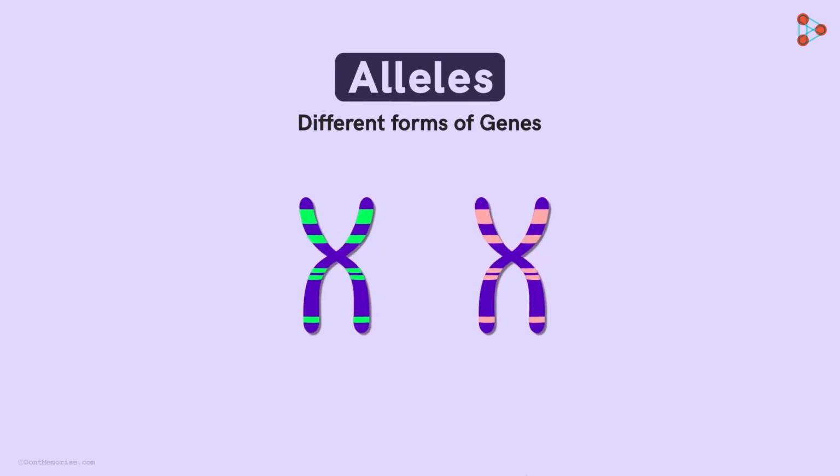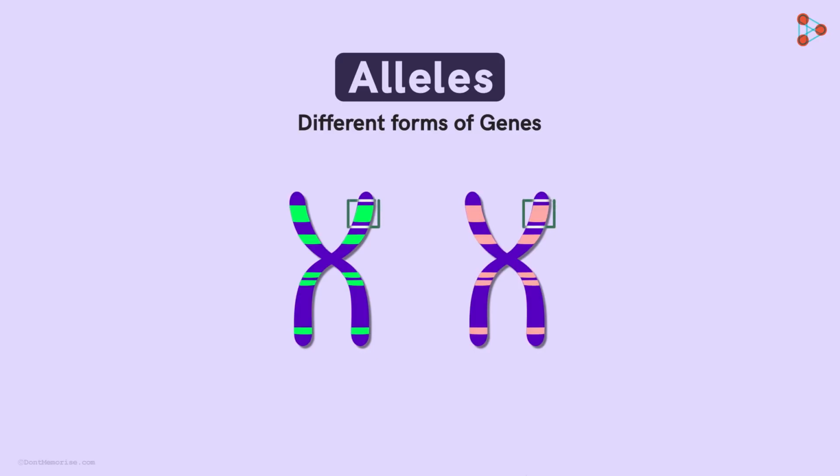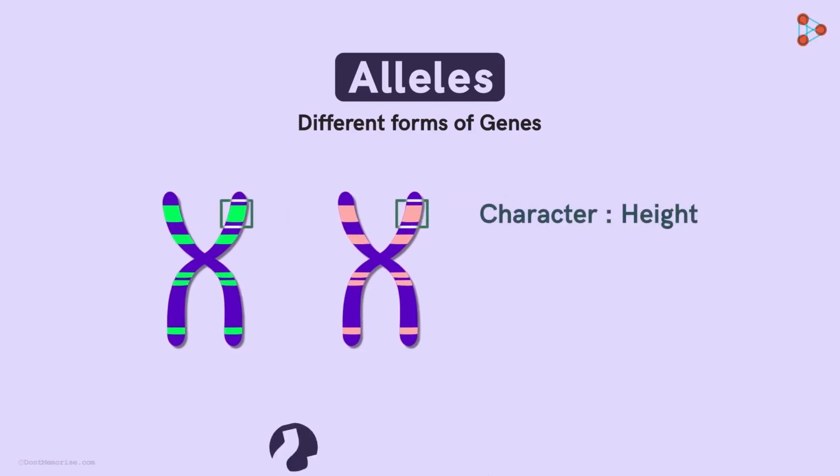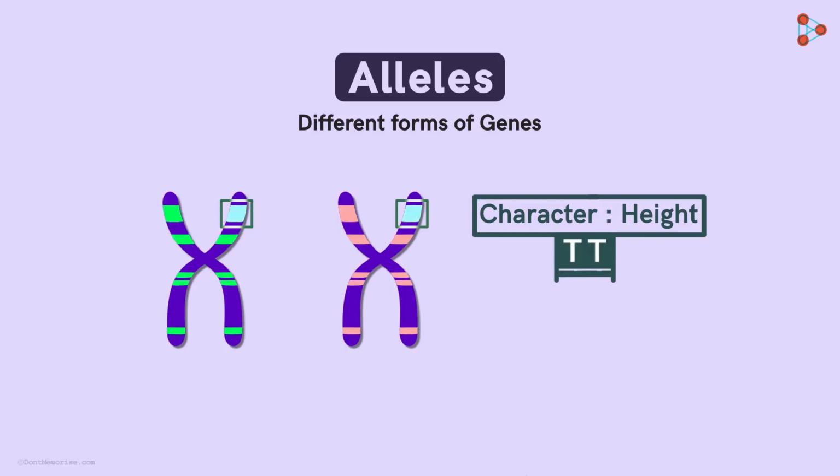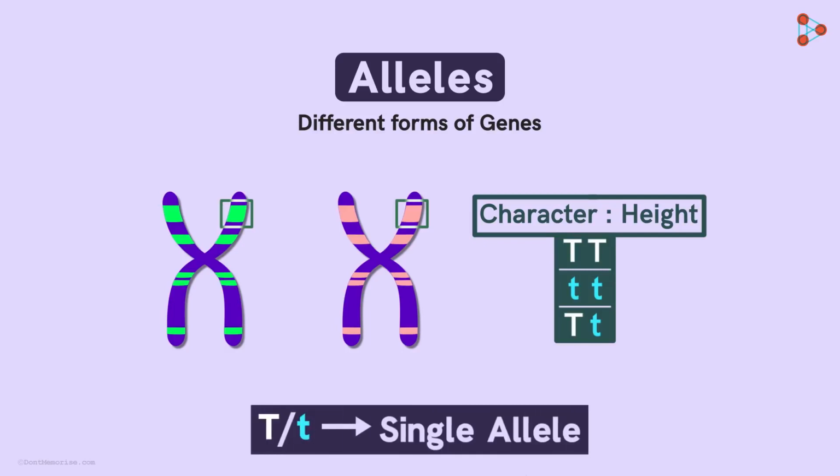Assume we have these two chromosomes. Here we have genes for the character height. Can you tell me which genes could possibly be present here? We can have either both capital TT or both lowercase tt. And we can even have one capital and one lowercase, Tt, as the gene set. Now here, the individual T, that is the single gene, is nothing but the allele. So the alternative form, that is either dominant or recessive, is called an allele. In simple words, one single T or t is an allele.